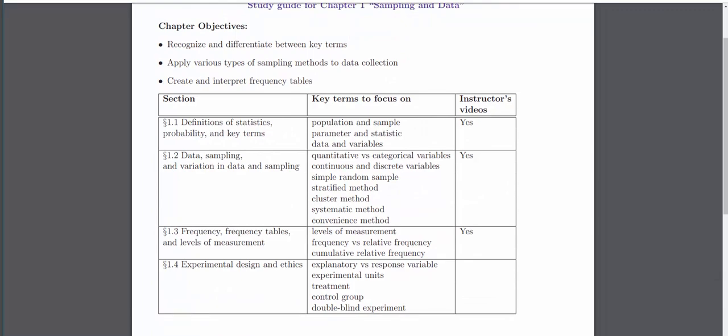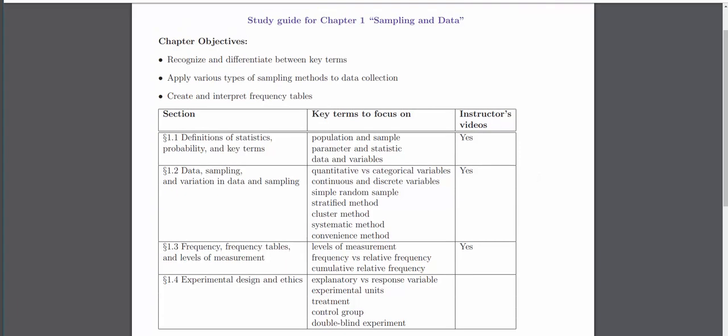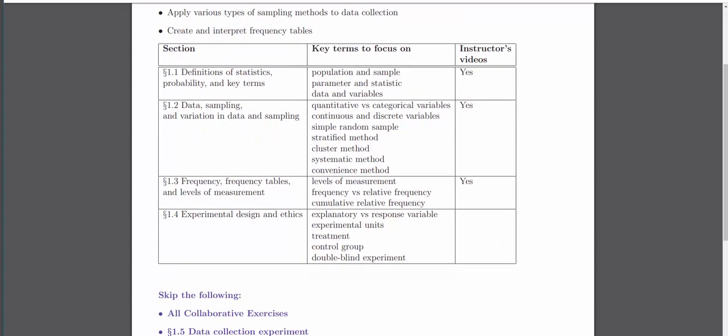Okay, so some of you will read the textbook and be very thorough, right? Other people would just kind of glance through it and make quick notes. That's fine, whatever works for you guys. But these are the key terms that you need to focus on for each section, and then you can also see if there is a video that talks about some of these terms. So for example, there's a video where I discuss all of the sampling techniques, and then you can find it in the learning resources. And then over here, I'm telling you what to skip. Skip certain sections, skip collaborative exercises.